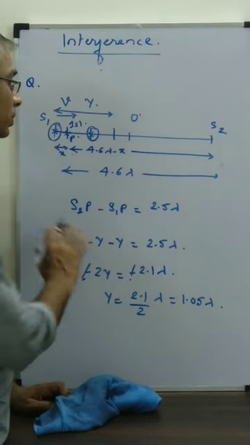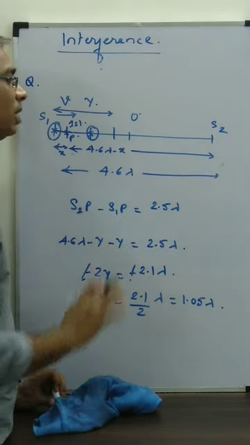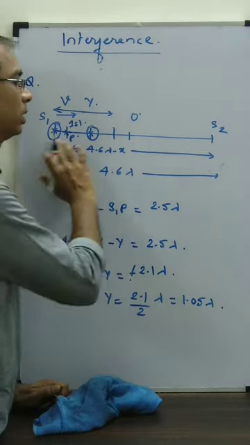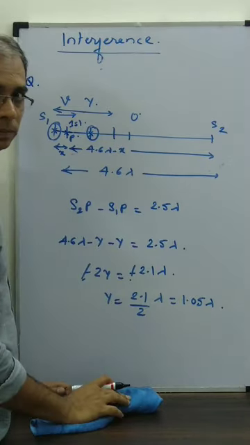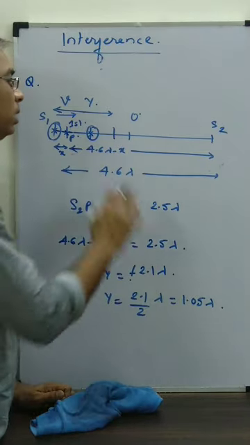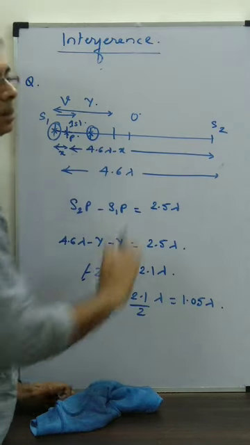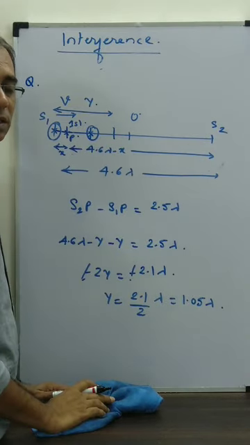So this way we can find out how many maxima and minima are possible when the two sources are in one line and the listener is walking between them. Alright, that's it for now.